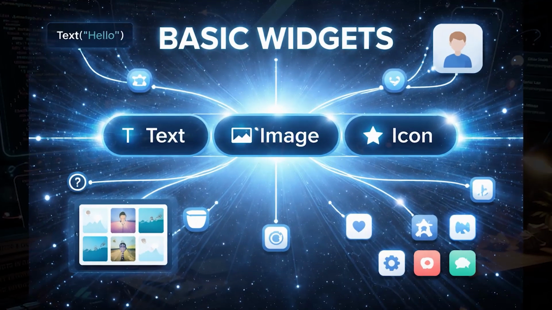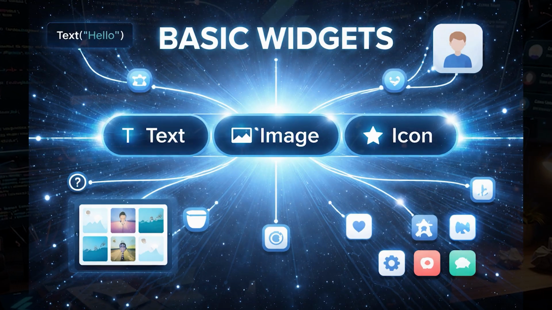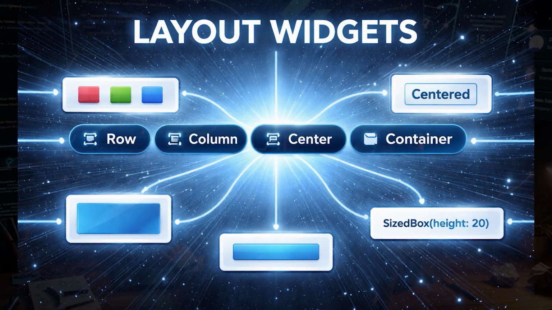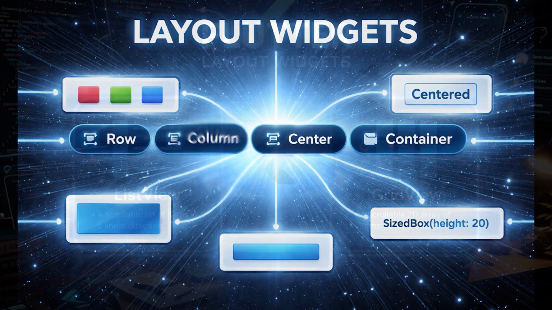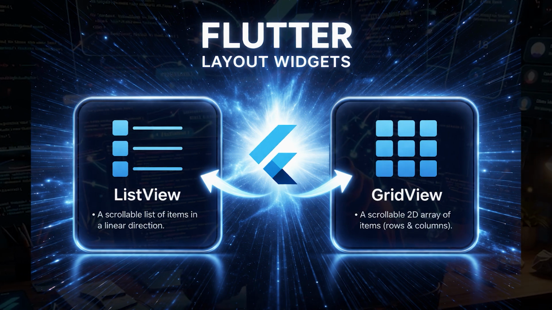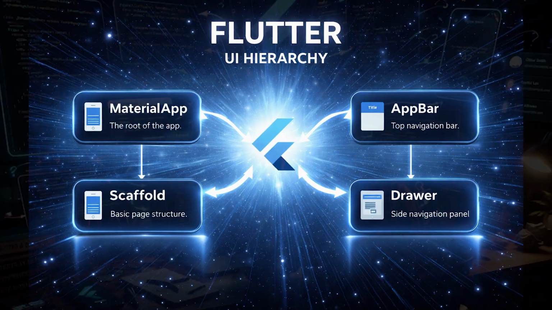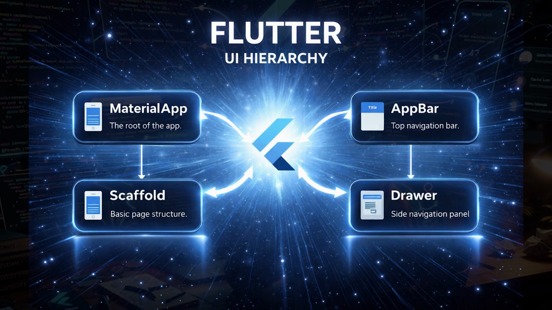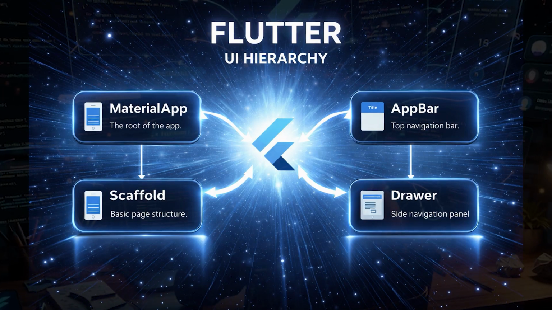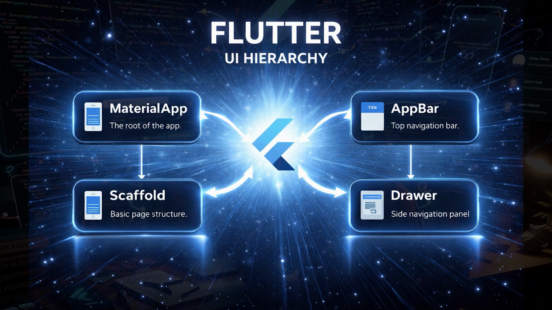Start with the simplest ones: text, image, icon, then move into layout widgets like row, column, center, container, sized box, and after that, explore scrollable widgets like list view, grid view. Then comes the core app structure. Learn widgets like material app, scaffold, app bar, drawer. These are the building blocks of almost every Flutter app. At this stage, don't worry about logic or interaction. Just focus on UI building.